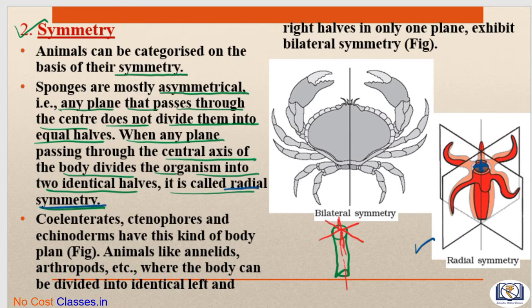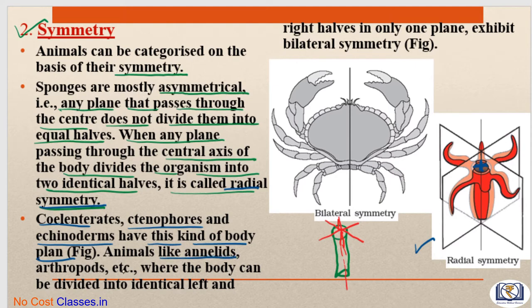So some of the organisms are asymmetrical. Some of them are radially symmetrical. Do we have another category? Yes, we have one more category here. Cnidarians, ctenophores, and echinoderms, this kind of body plan. Which kind of?